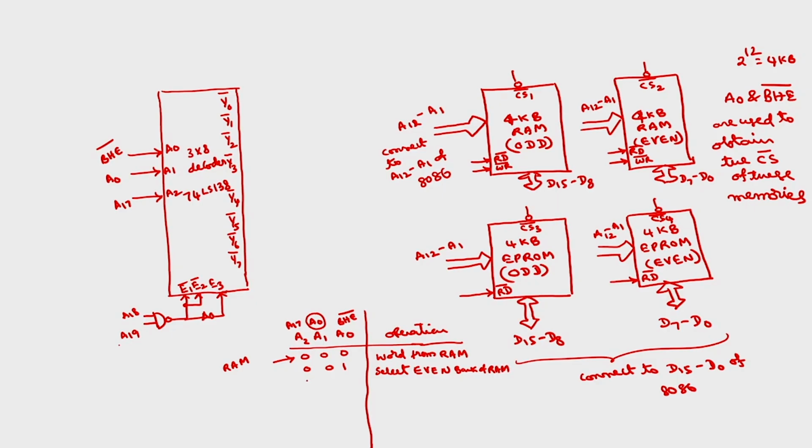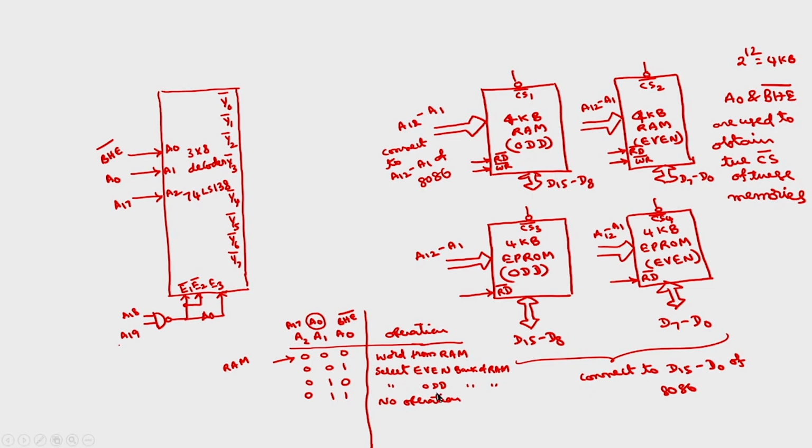Fine. Then 0, 1, 0. Now, BHE bar is 0 means bus high enable is 0, A0 is 1 means odd bank, A2 is 0, so RAM. So, select odd bank from RAM only. 0, 1, 1, this is no operation because both A0 and BHE bar are disabled, so not at all selected. So, this will not be allowed.